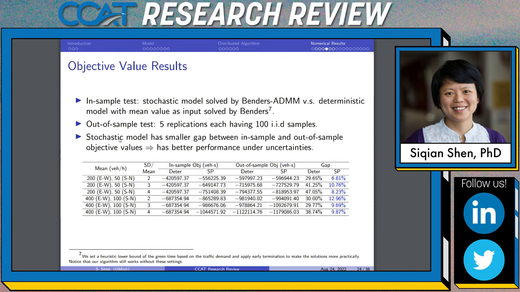If you want to do stochastic optimization in general for any kind of application, people will ask you for an in-sample test and an out-of-sample test, right? So what do they mean? In-sample means anything that you solve. So I solve a stochastic optimization model, and I get some objective value as a result. Based on the 10 scenarios I have, those are in-sample.